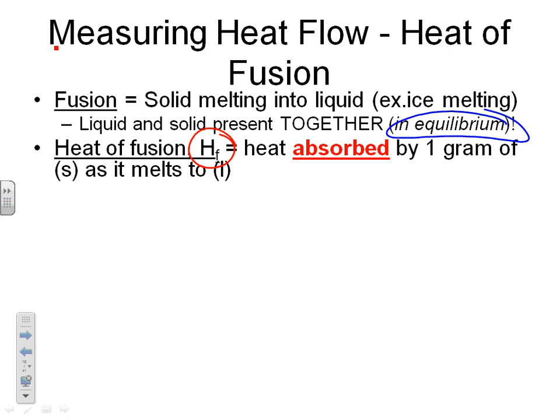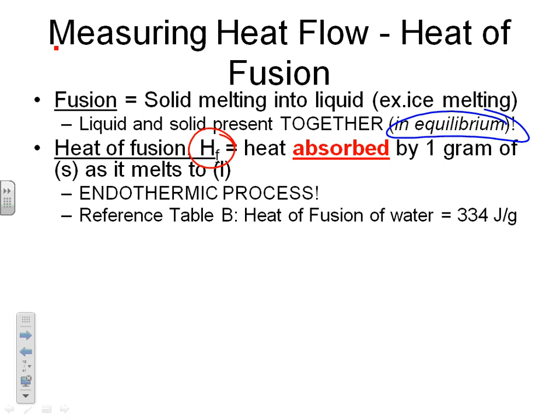And it's the heat absorbed by 1 gram of a solid as it melts to a liquid. Now, absorbed, that's bolded and underlined because that means that this is an endothermic process. You want a solid to melt, you want a solid to turn into a liquid, you have to add energy to it. The solid doesn't have a lot of energy by definition. A liquid has more energy than a solid always. You want a solid to turn into a liquid, you have to give it energy. That's endothermic. This is an endothermic process.